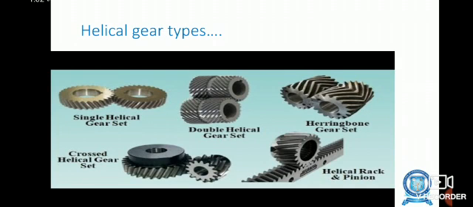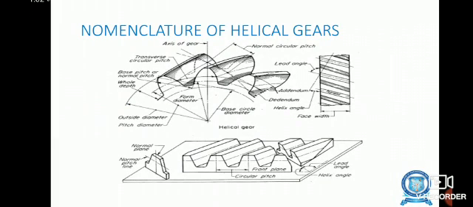Some of the types of helical gear the figure shows: single helical gear set, crossed helical gear set, double helical gear set, a herringbone helical gear set. Nomenclature of helical gear: lead angle, normal circular width, axial pitch, transverse circular pitch, form diameter, base circle diameter, face width, outside diameter, pitch diameter, normal plane, normal pitch, circular pitch, helix angle.